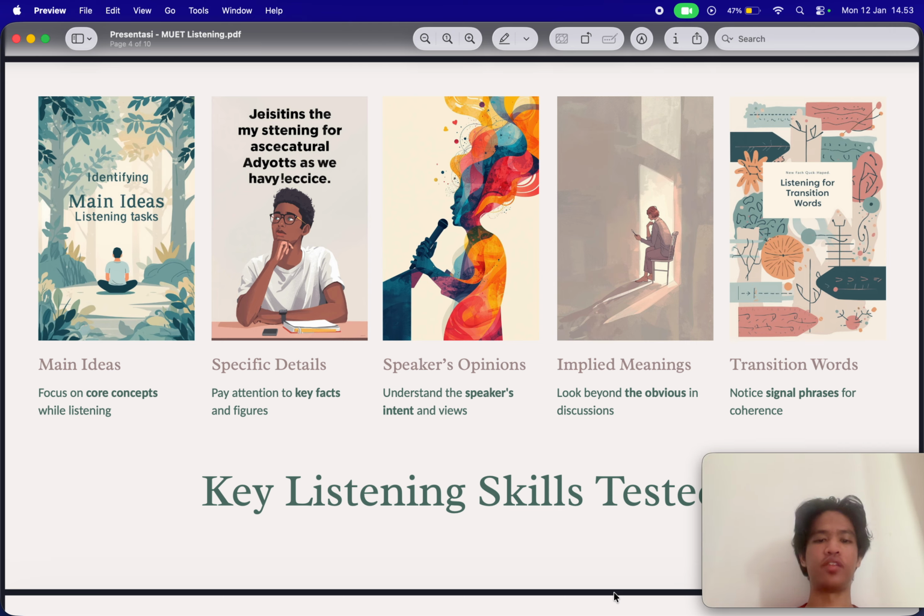Understanding the sequence of information is important, especially when instructions or events are presented in order. Another skill is recognizing the speaker's opinion, attitude, or purpose, for instance, whether they are suggesting, advising, or warning about something. And finally, the test also checks your ability to interpret meaning indirectly. Sometimes speakers may not state something explicitly, and you need to infer the meaning from the context, tone, or choice of words. So developing these skills is essential not only for the test, but also for academic success in general.